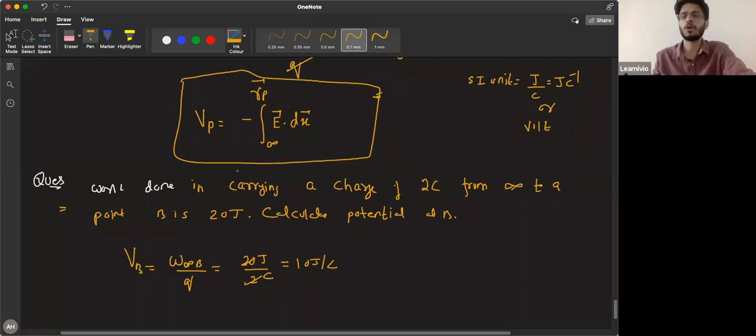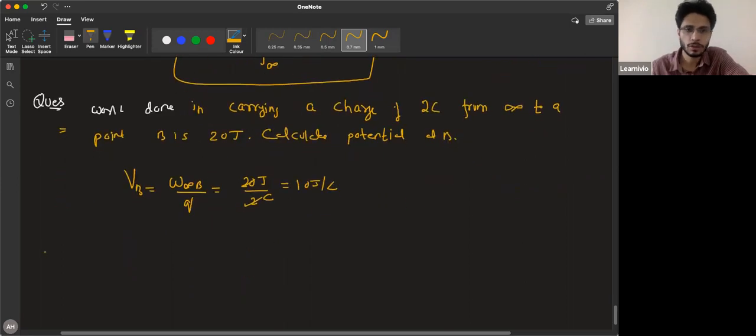So this is how we calculate potential. We need work done. Once you have work done, divide the work done by the magnitude of test charge, and you will get potential. So let's do a few derivations. Mazia, is it clear?